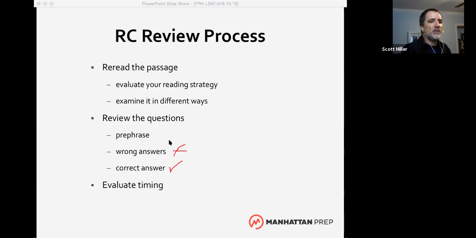Also, anytime you're doing timed work, evaluate your timing. Make sure you take some time to think about how long did I spend reading the passage? Did I go too fast? Did I go too slow? How long did I spend on each question? Did you spend 2 minutes answering one question? They're only worth 1 point. Every question is only worth 1 point.